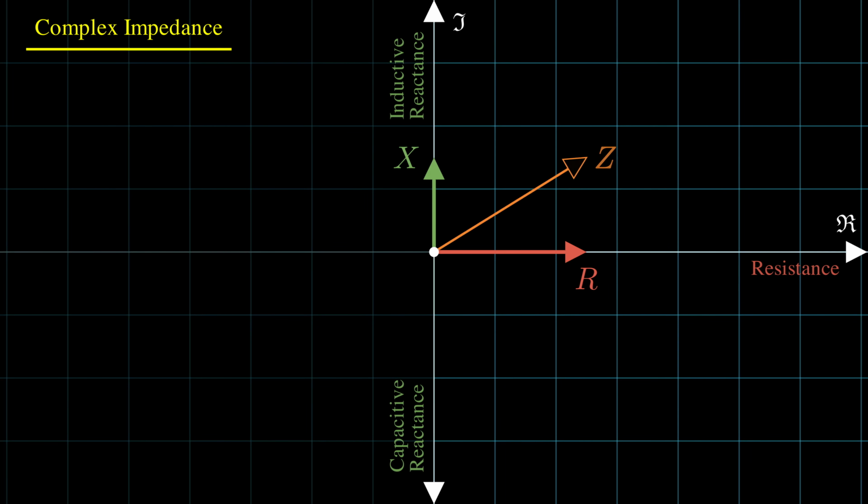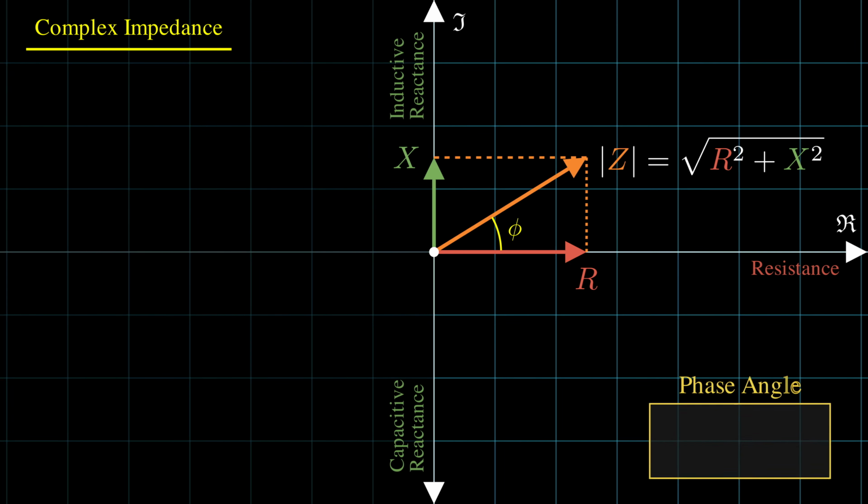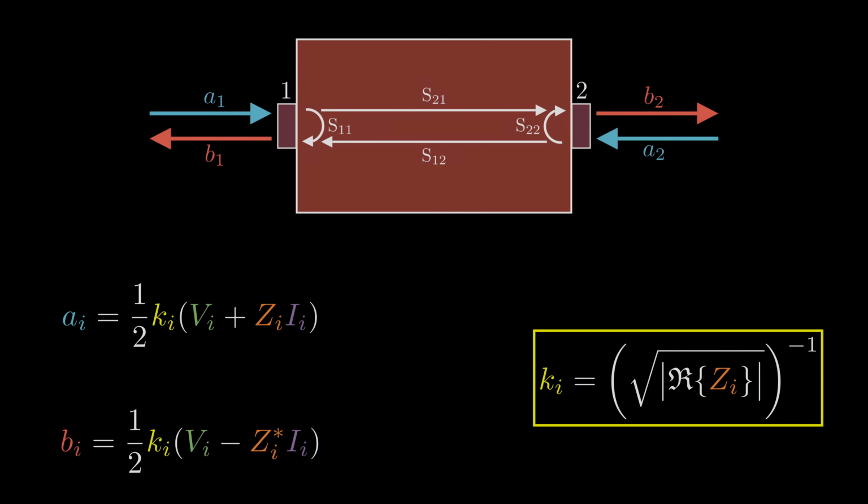The magnitude of the impedance can be directly computed using Pythagoras' theorem. The phase angle phi, describing the phase shift by which the current lags the voltage, is given by the inverse tangent of the ratio of the imaginary part to the real part of the impedance. Going back to the equation for the Ki coefficient, it is now evident that the real part of the impedance simply refers to the resistive component.